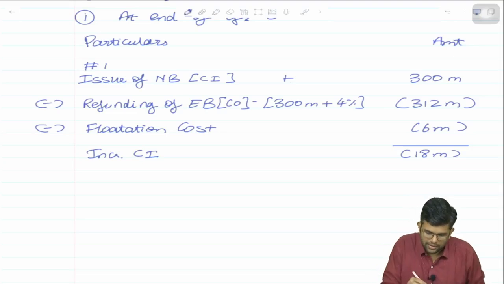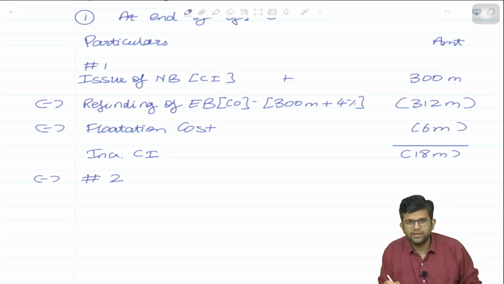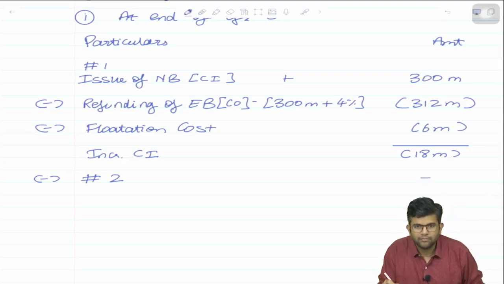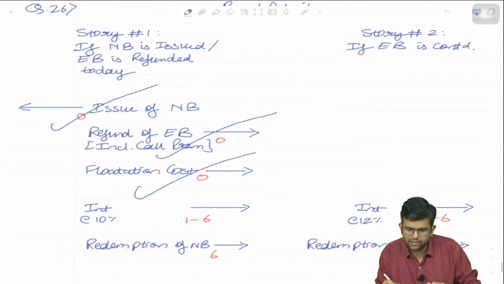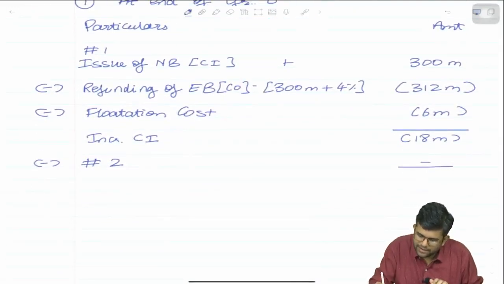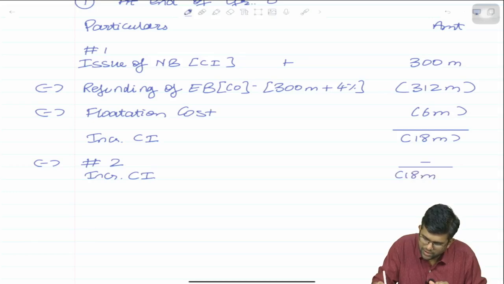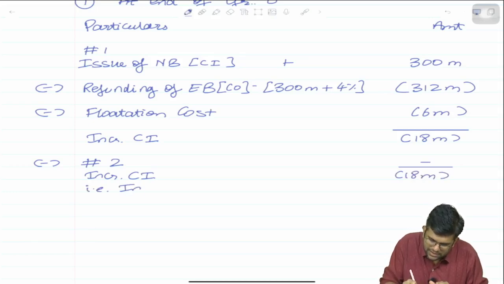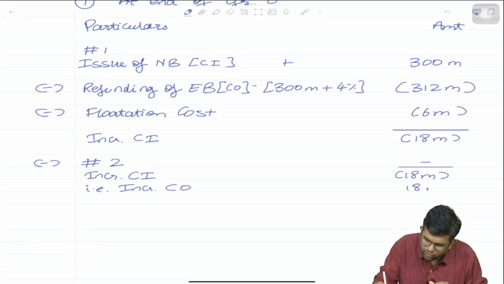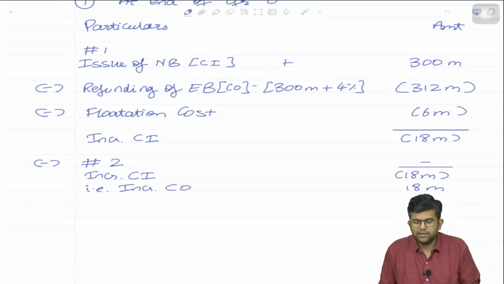Done? Okay. Then I will do minus story number 2. Everyone ready? Now in story number 2, do you realize there is nothing? Can you see? Story number 2, here 0 is nothing. So can I therefore say that incremental cash inflow is negative 18 million, that is incremental cash outflow is 18 million. Is the story clear? Incremental cash outflow 18 million. This is happening at end of year 0.